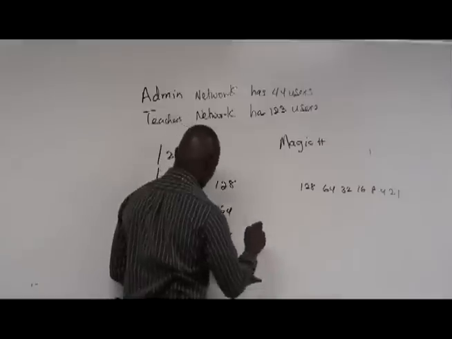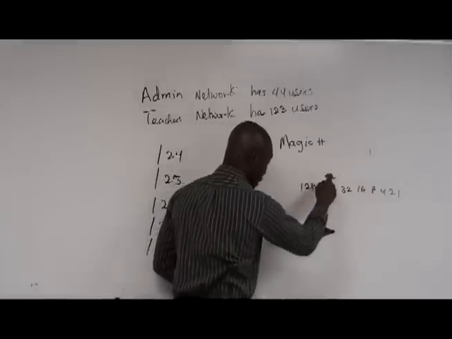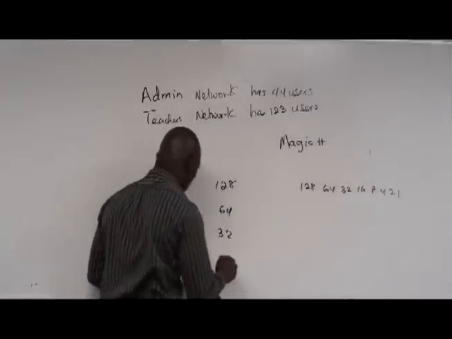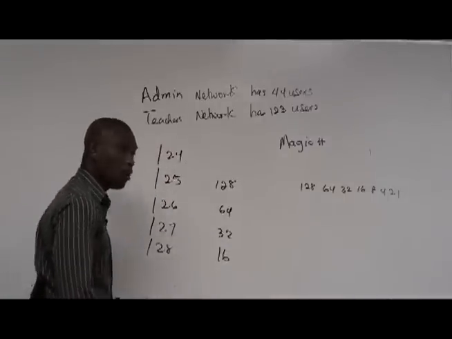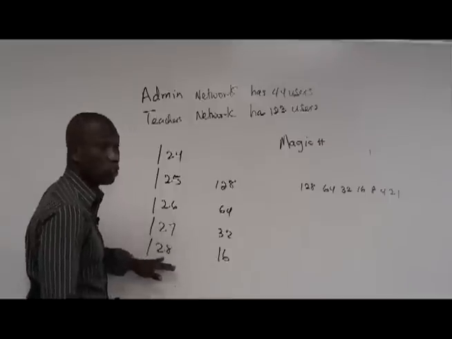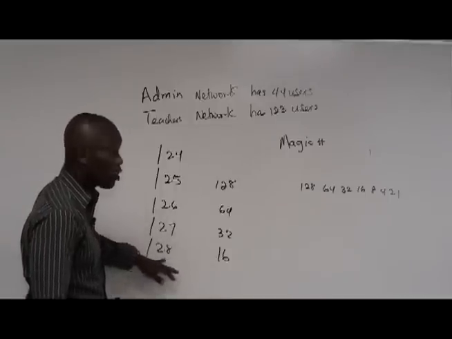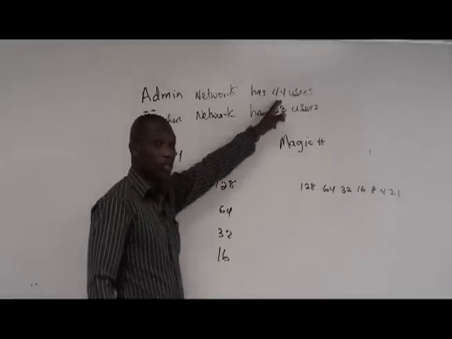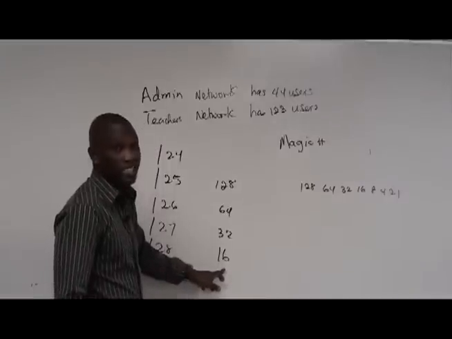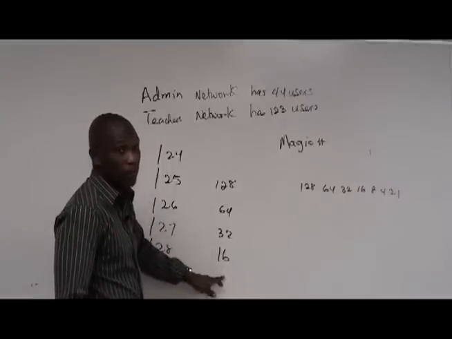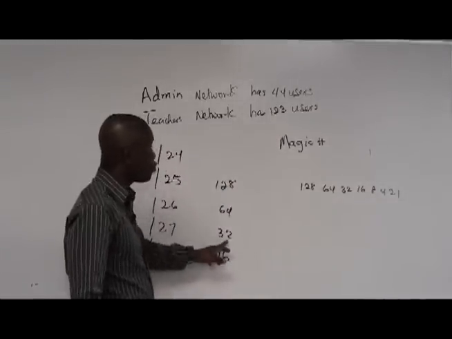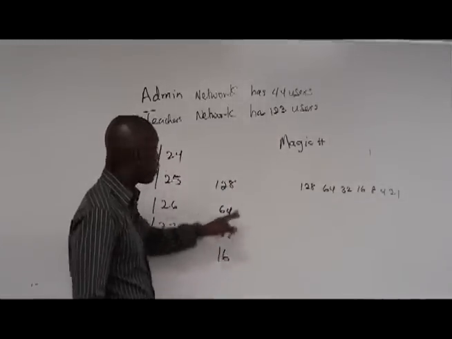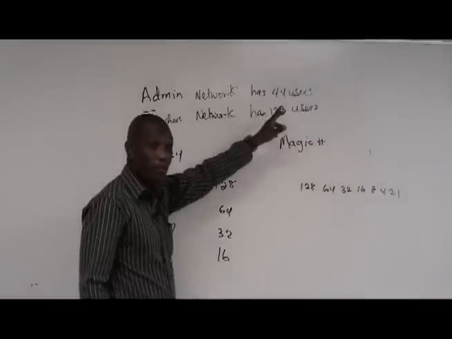And slash 28, which brings us to 25, 26, 27, 28, that gives us a 16, right? So looking at this question here now, we know that slash 28 is not appropriate because we have 44 users and all we could get here is how much? 16 hosts. And we know we could only get 14 usable hosts here, right? We know slash 32 can't work either because the admin network is 44 minimum.